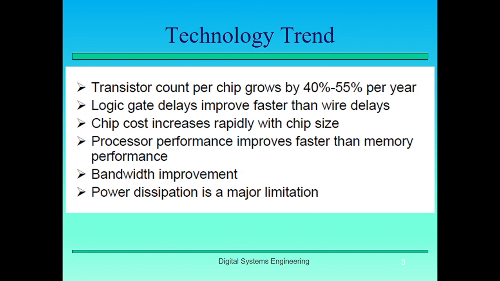Nowadays, power dissipation is a major limitation in microprocessor technology, because we already know that nowadays we have billions of transistors in small silicon areas, and each transistor is dissipating power. So that's why power dissipation is a major limitation in today's technology.